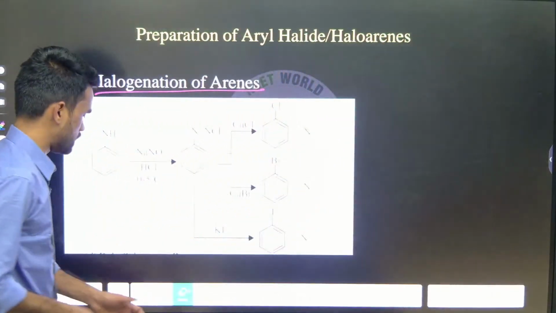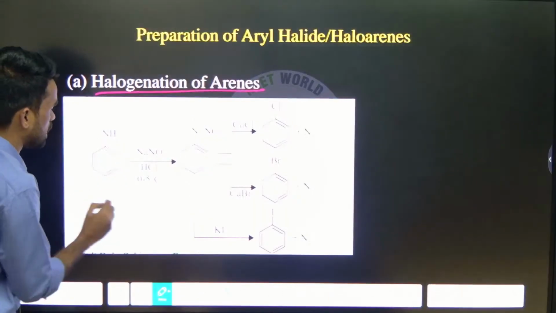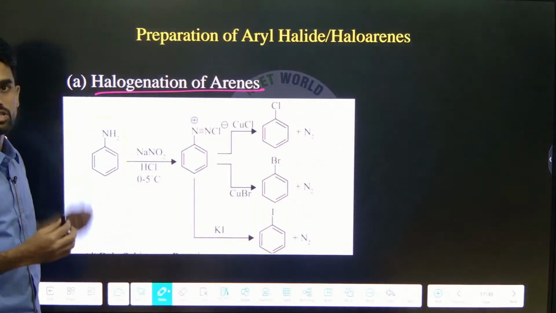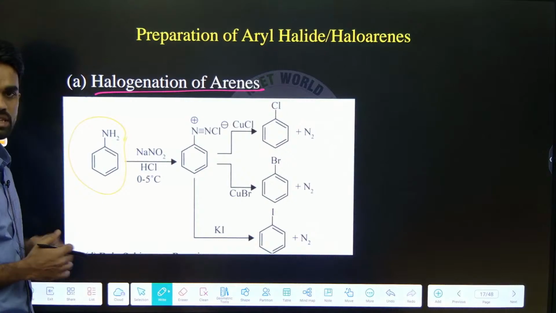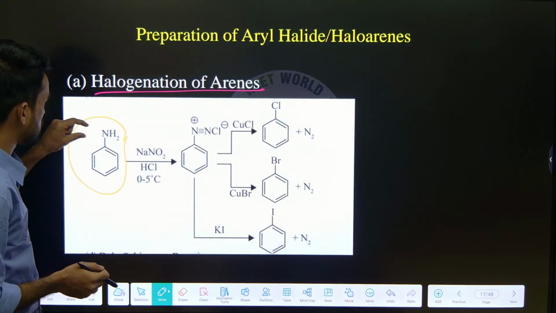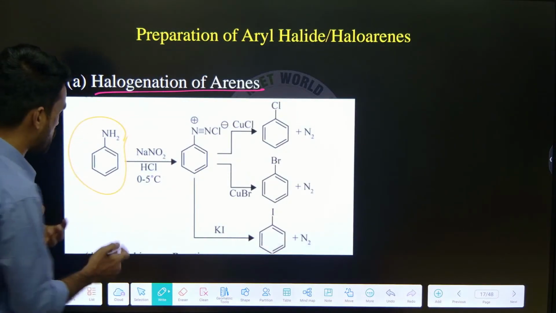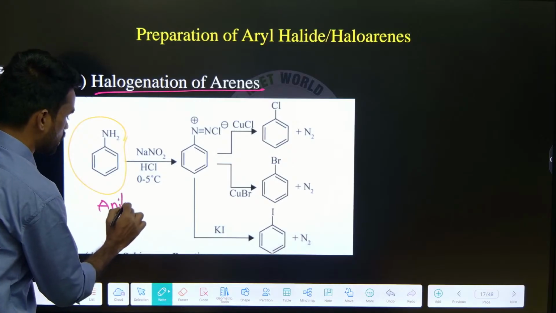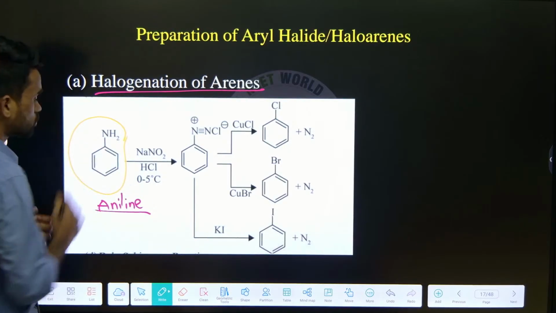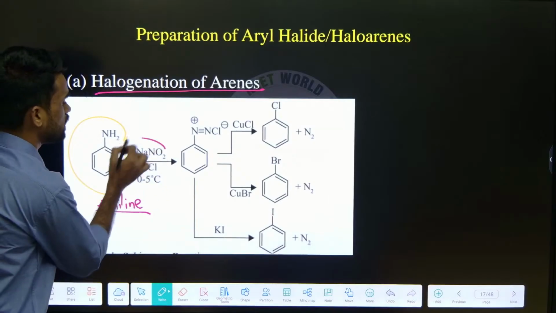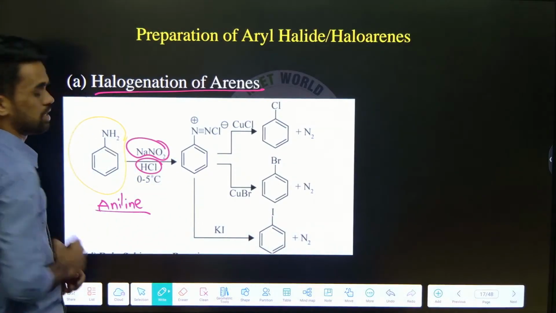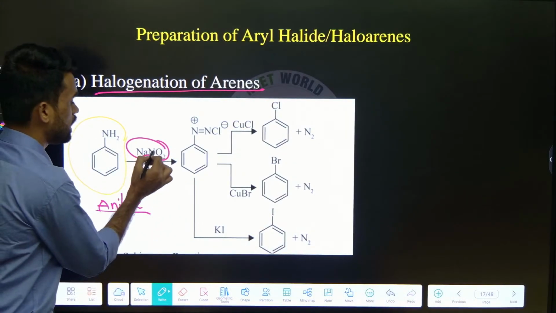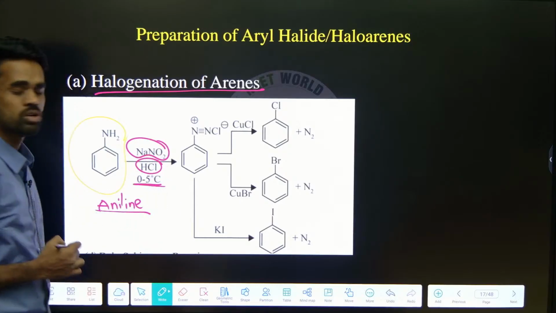Just look here. Take the aniline, that is a benzene ring with an NH2 group, a phenyl ring with NH2. The most common name for this is aniline only. This aniline is treated with NaNO2 and HCl at 0 to 5 degrees Celsius.